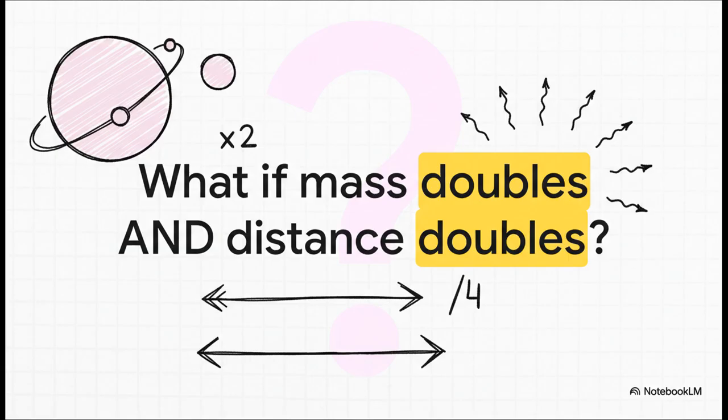Take a second. Think it through. So doubling the mass makes the force 2 times stronger, right? But doubling the distance makes it 4 times weaker. So you've got a 2 on top and a 4 on the bottom. That simplifies to 1/2. The new force is half as strong.